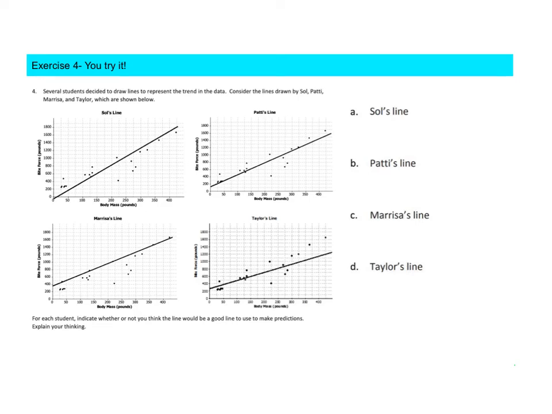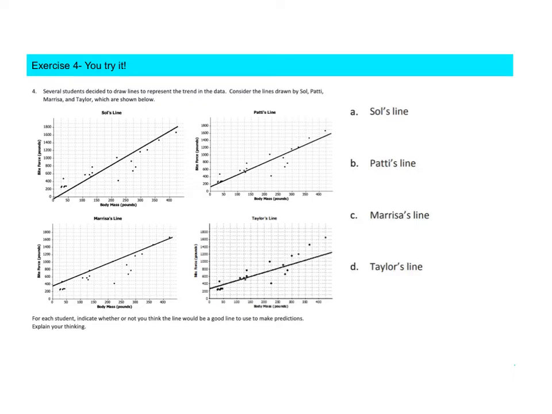All right. So on this page, we see the same situation, the same scatter plots, but we have very different lines of best fit. It says several students decided to draw lines to represent the trend in the data. Consider the lines drawn by Sol, Patty, Marissa, and Taylor, which are shown below. For each student, indicate whether or not you think the line would be a good line to use to make predictions and explain your thinking.